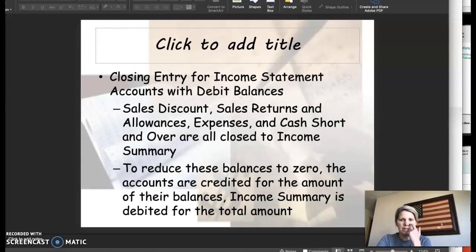Okay, then our next closing entry is looking at income statement accounts that have debit balances. So these are going to be sales discount, sales returns and allowances, all of our expenses, and cash short and over. We're also closing those to our income summary. And so to reduce those to 0, we're going to credit the amount of their balances, and then income summary will be the debit for this one. So you'll start out with income summary, leaving it blank, list all the others out as credits, and then when you get that done, add them up, come back up to that first line, and have our income summary balance or debit balance there.